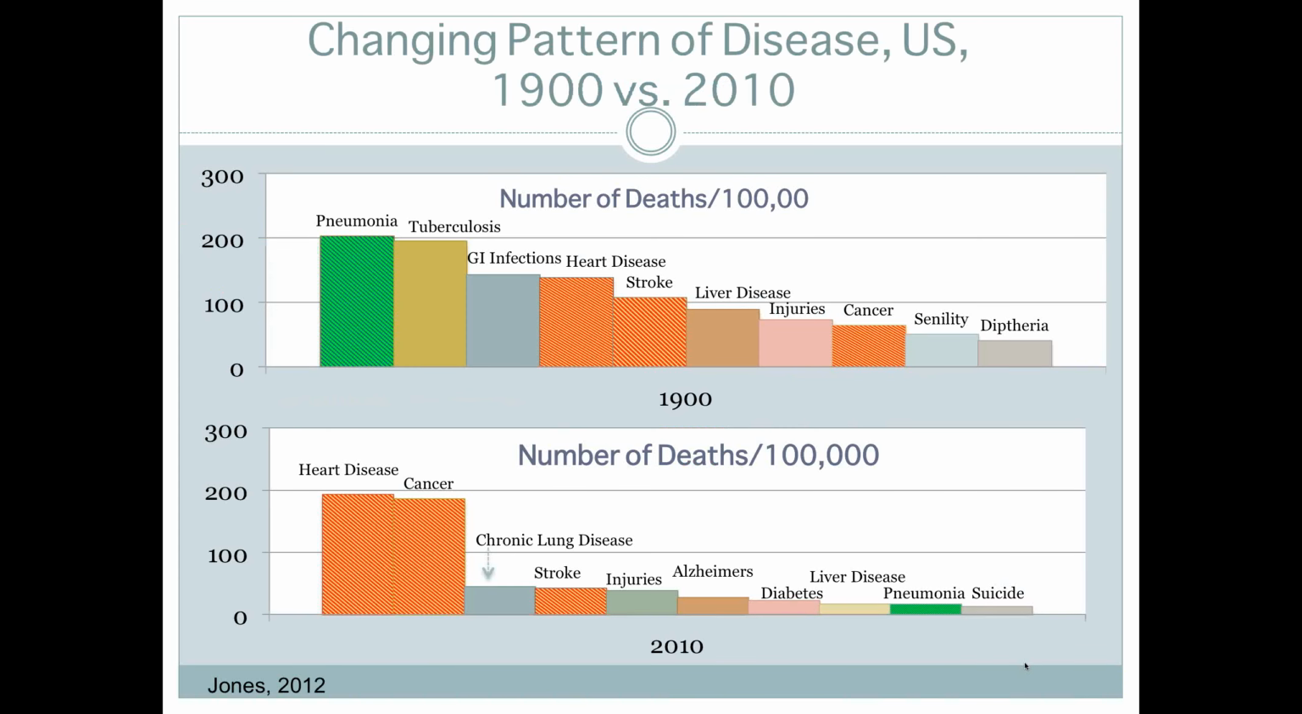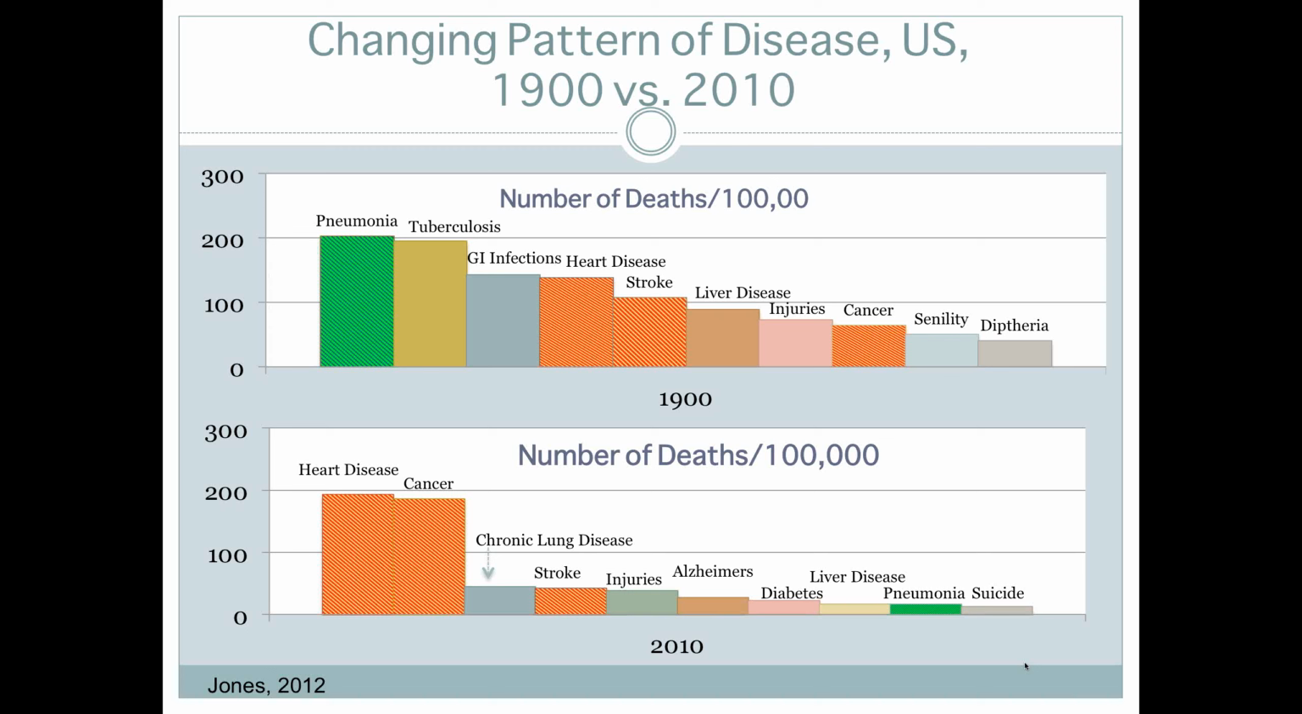This slide is showing the changing pattern of disease in the United States, looking at about 100 years ago in 1900 versus the most recent data from 2010. And we're looking at number of deaths per 100,000. Again, the top graph is for 1900, the bottom graph is for 2010. And you can see the dramatic change in the pattern of disease.